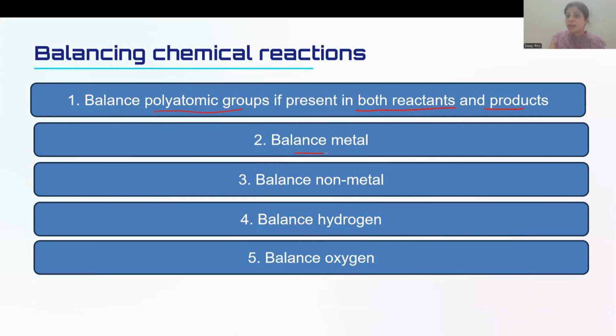Second, you have to balance the metal. Third, balance the non-metal part, then hydrogen and oxygen. Let's write a reaction and do this.